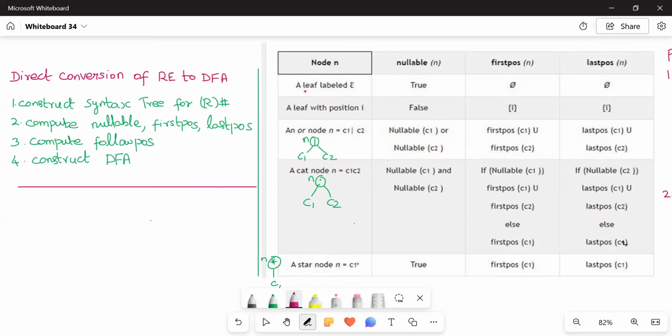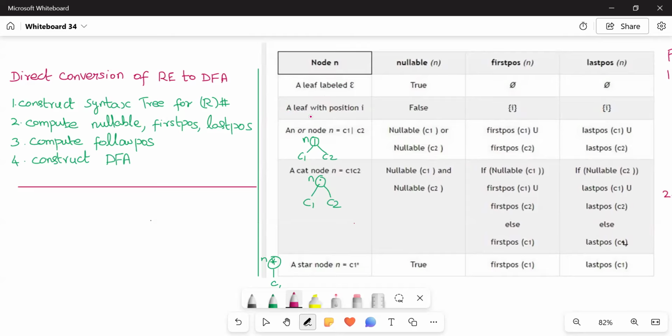Here we need to consider there are 5 cases. The first 2 are the basis conditions, and the next 3 are the induction steps or recursive steps. The first one is if the node is a leaf node. If it is a leaf labeled epsilon, then nullable of that node is true. Nullable of a node means the language generated includes epsilon. If the particular node generates epsilon in its language, then nullable of n is true. Since the leaf is labeled by epsilon, nullable of n is true.